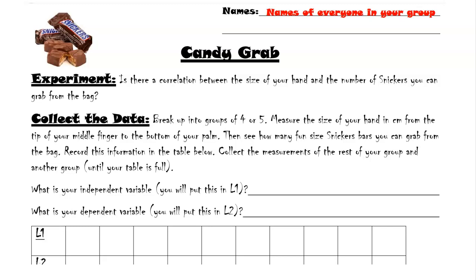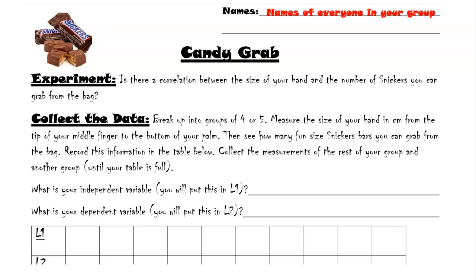And then Miss Barfield has a bag of Snickers. You're going to reach into the bag of Snickers and grab as many as you can and then pull them out and count them. And you're going to record those two pieces of information in your table below.